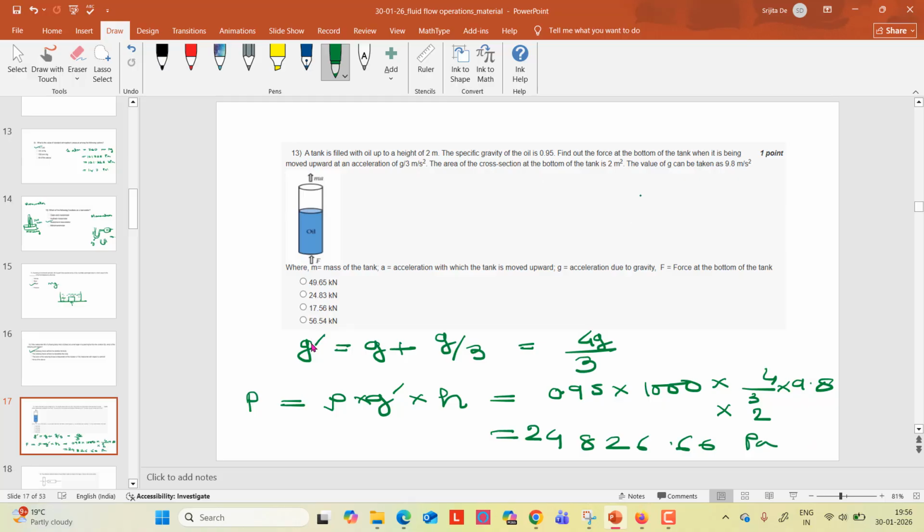Now it has asked about the force. So again, F equals P into A, where P is 24,826.66 and A is 2 meters square. Then it is coming as 49,653.3 Newton, which is equivalent to 49.65 kilonewton. So it is 49.65 kilonewton.